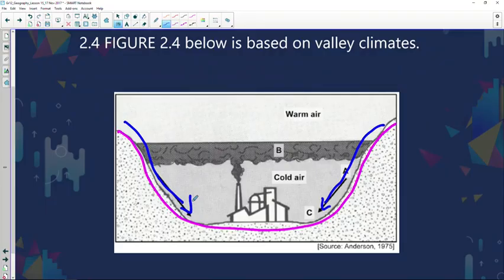Hello guys and welcome back after the ad break, and let's continue with question 2.4 showing valley climates. Now our first clue looking at this diagram, what do we notice? We see sinking air, and when sinking air takes place in valleys it's known as a katabatic breeze.